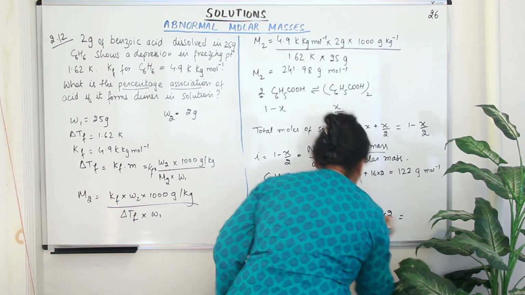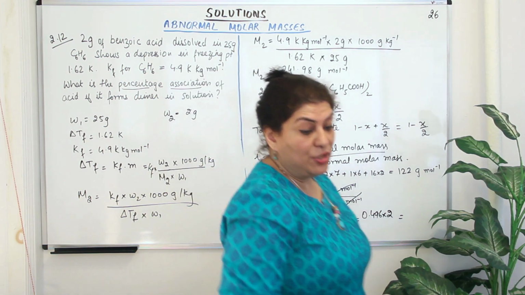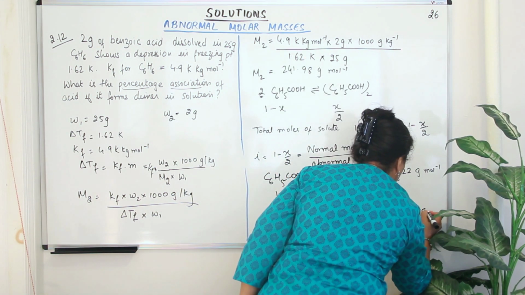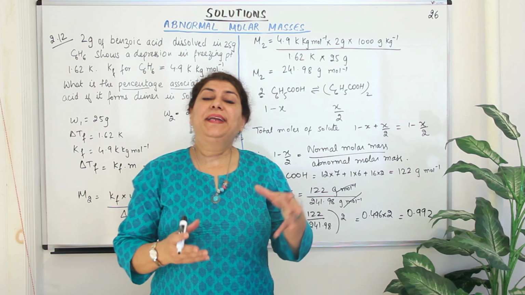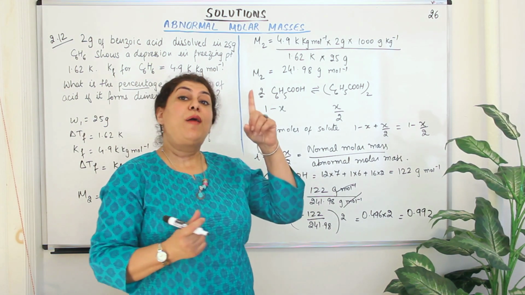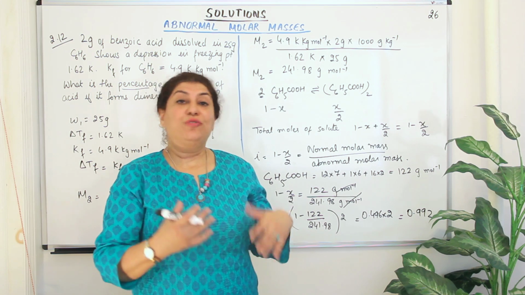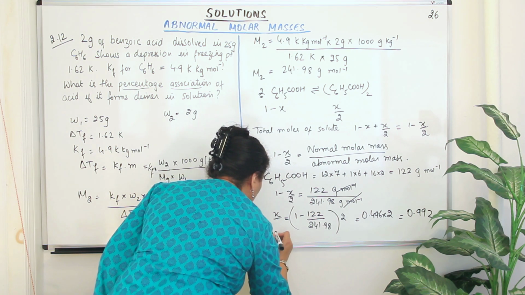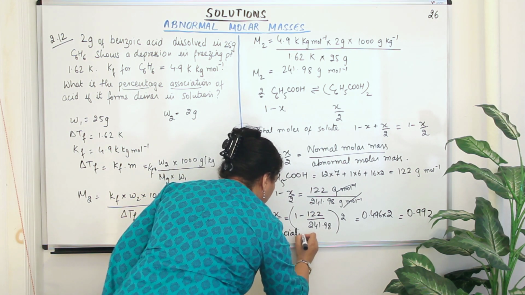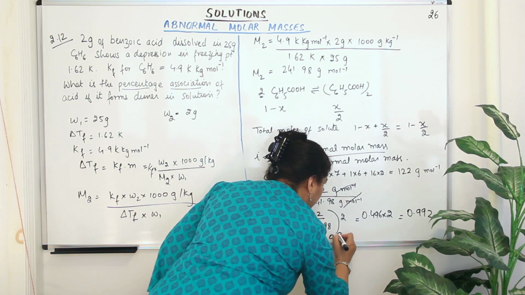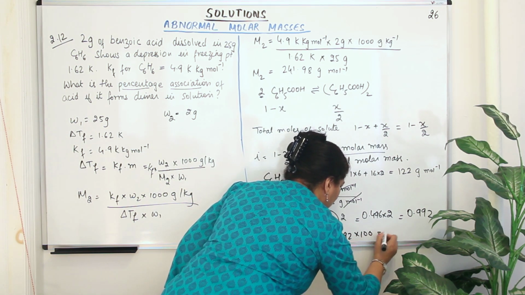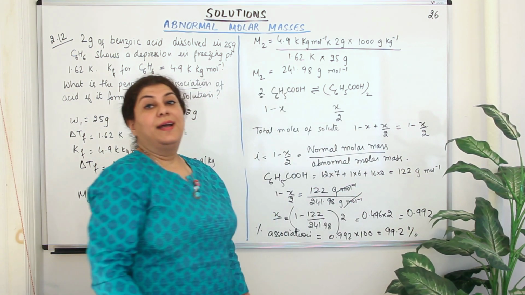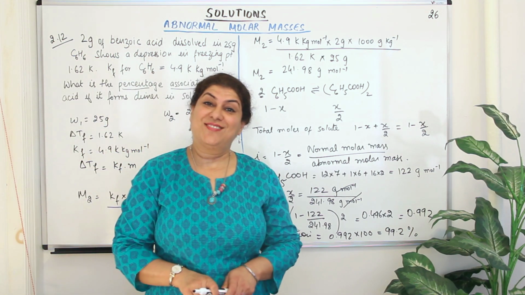0.496 into 2 would give you 0.992. 0.992 is the part out of 1 whole which is associated. So out of 100, you multiply by 100 to get the percentage of association. You will get 0.992 into 100, which is equal to 99.2%. So that is the percentage of association, right?